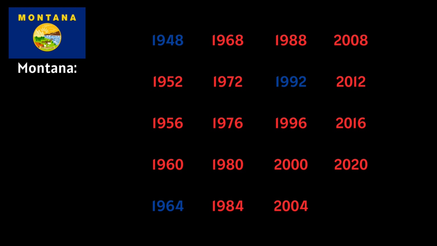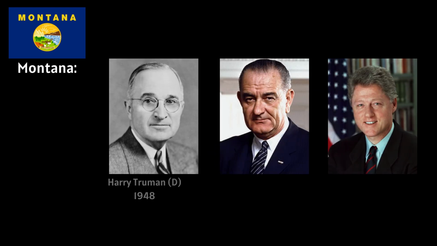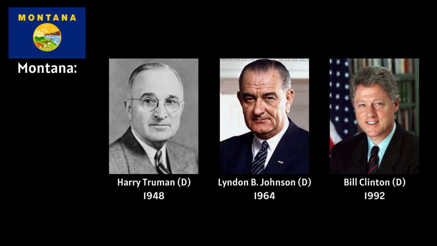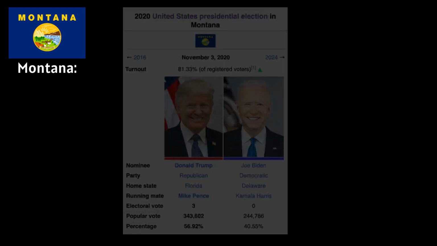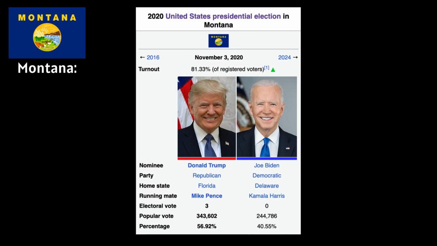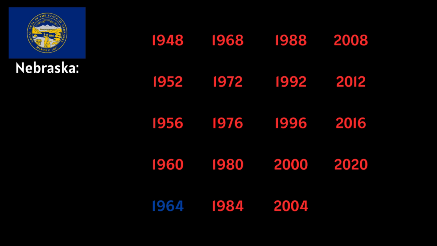Montana is a very conservative state, with only 3 Democrat winners since 1948. Montana voted for Truman in 1948, Johnson in 1964, and Clinton in 1992. In the 2020 election, Trump had a 16% lead over Biden in Montana.